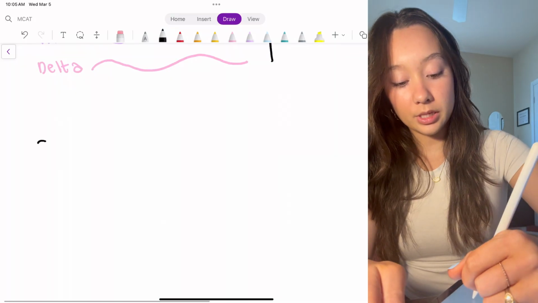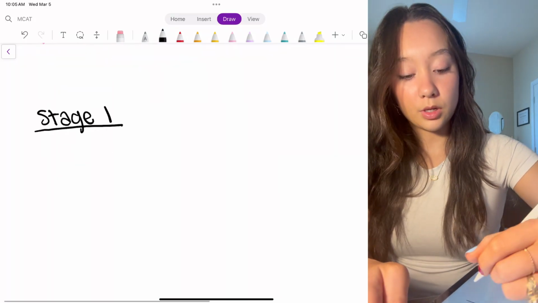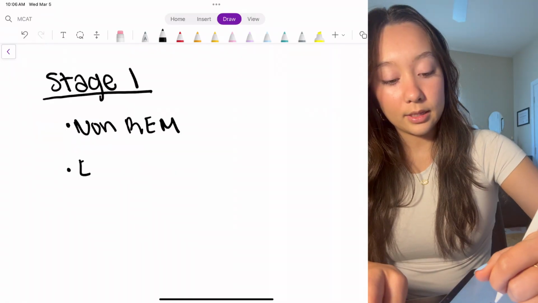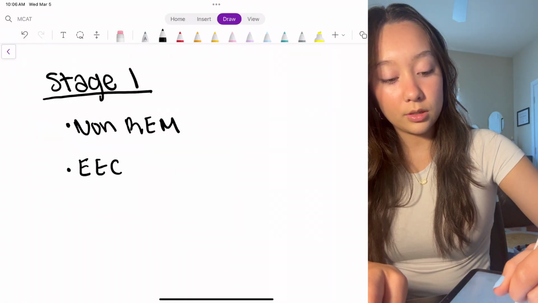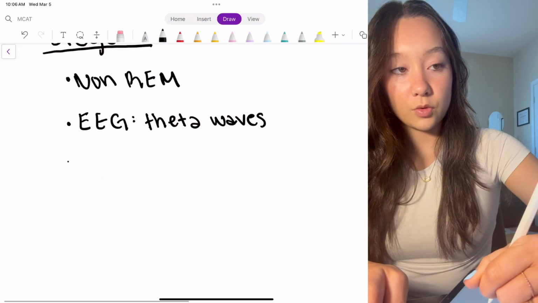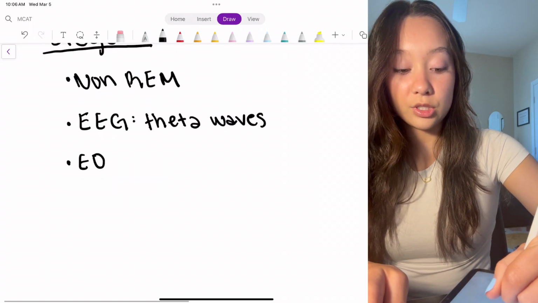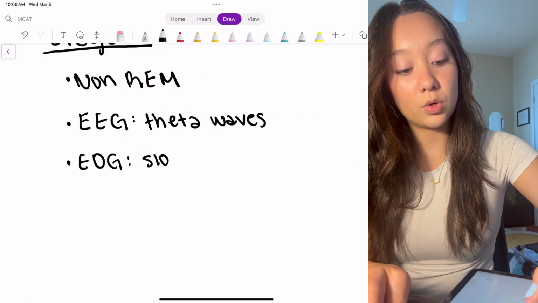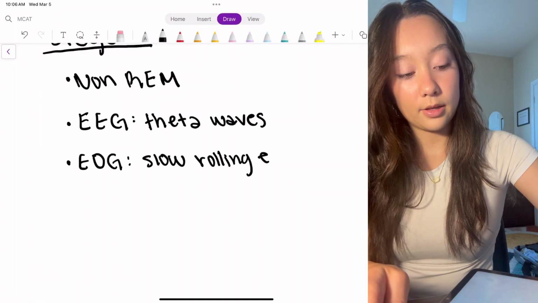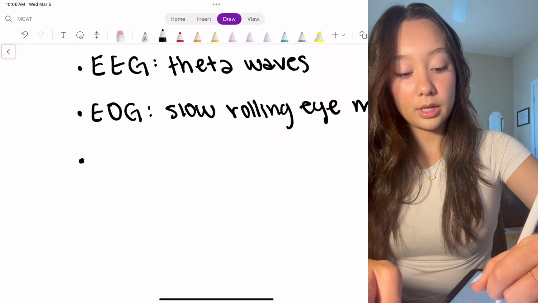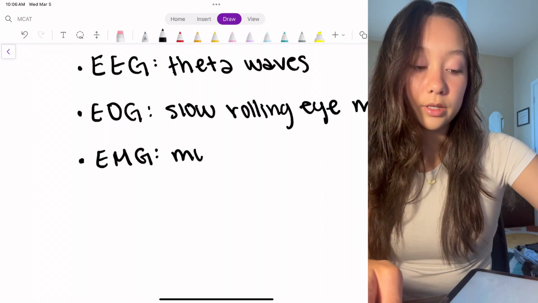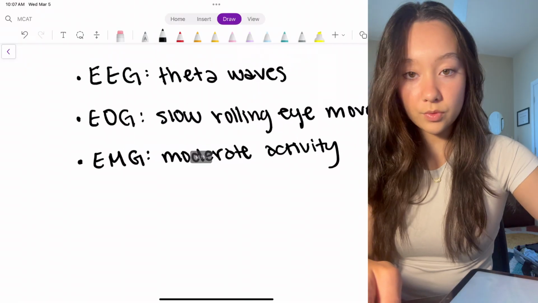So let's start with stage 1. This is going to be non-REM sleep, so there's no rapid eye movement here. If we look at EEG, we're going to have theta waves. And if we look at EOG, which measures eye movements, we're going to have slow rolling eye movements. And if we're looking at an EMG, which measures muscle activity, we're going to have moderate activity. This is when you're first falling into sleep.